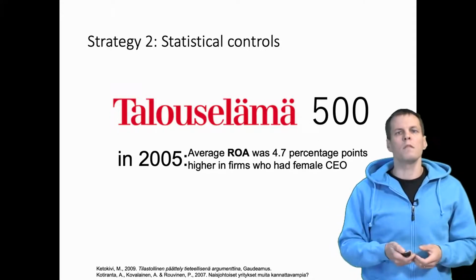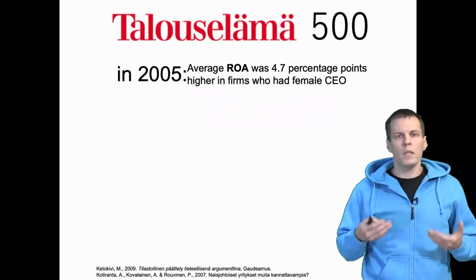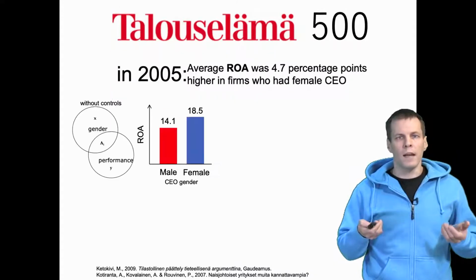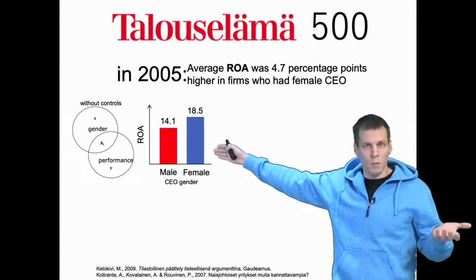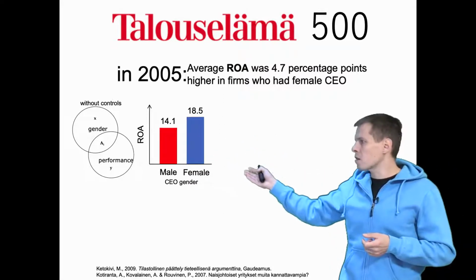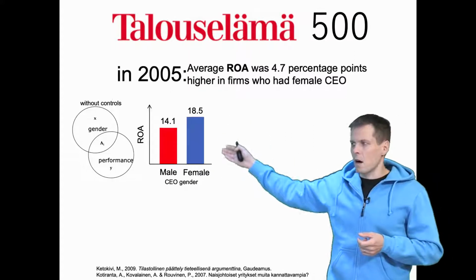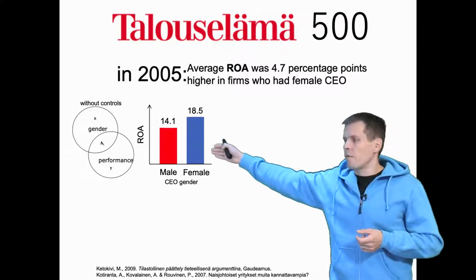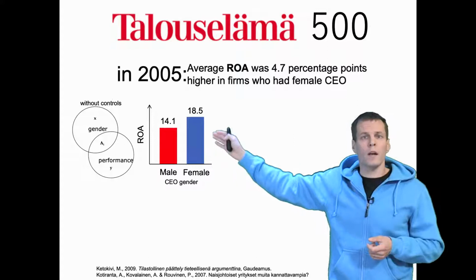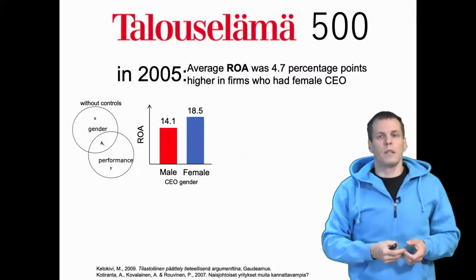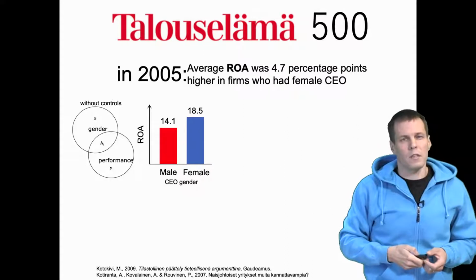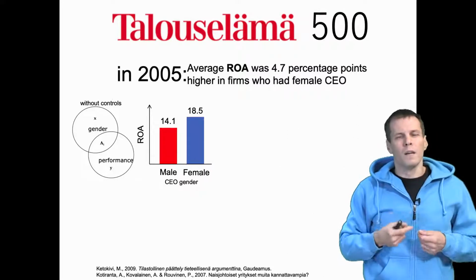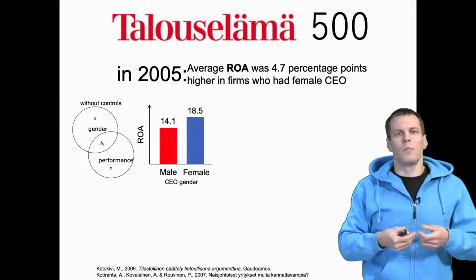So how do we deal with that? We see from our observed data that there's an overlap between CEO gender and performance. The variables are correlated. If we have a bar chart, it shows that female-led companies' ROA is 18.5, for male-led companies is 14.1. These are just made-up numbers, but the difference is roughly in the same ballpark as the 4.7. So how do we deal with these alternative possible explanations?